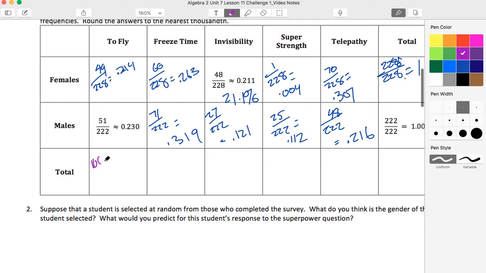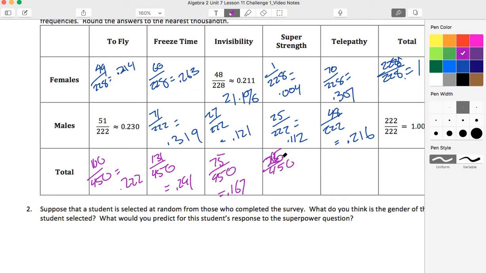So 100 divided by 450 is 0.222. 131 over 450 is equal to 0.291. 75 over 450, 0.167. Oh no, this is 26. 26. If you can't read that, go look at the number above. 0.058 and 118, 0.262. 450 divided by 450 is equal to 1. Do you see a pattern here?